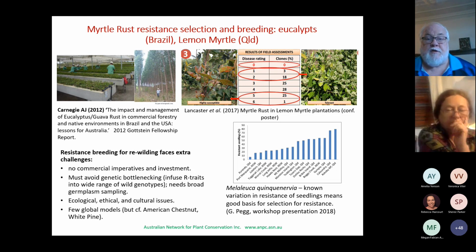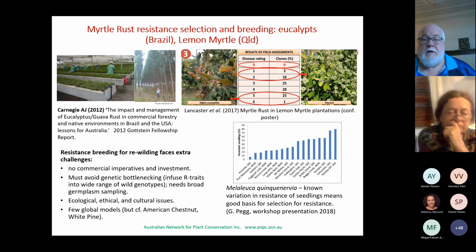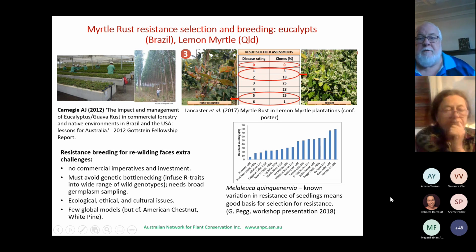There is limited work on the same sort of front going on in Australia with lemon myrtle, which of course is a bit of a niche crop for oil and leaf, and that too is showing capabilities for some provenances to produce both an acceptable yield of product and to show greater resistance to myrtle rust. But those two areas have advantages that we don't have in the conservation area. One of those is that we don't have the kind of commercial imperatives and investment possibilities that primary industries have. And that's been a major problem for a decade now.